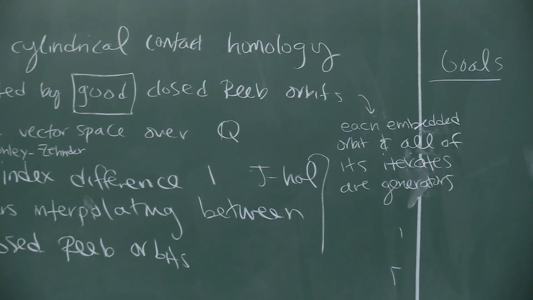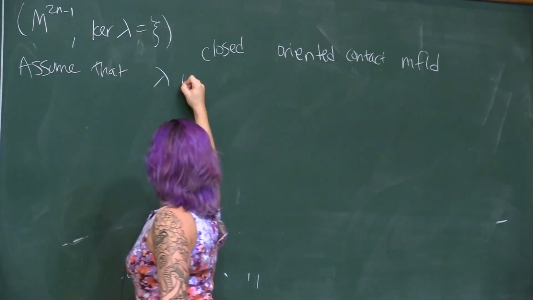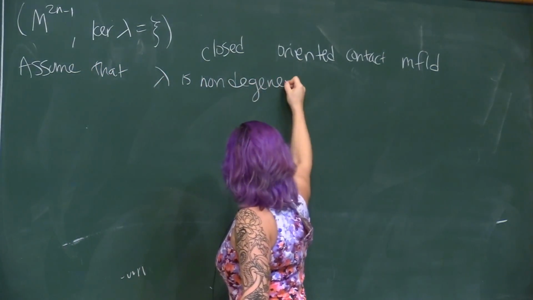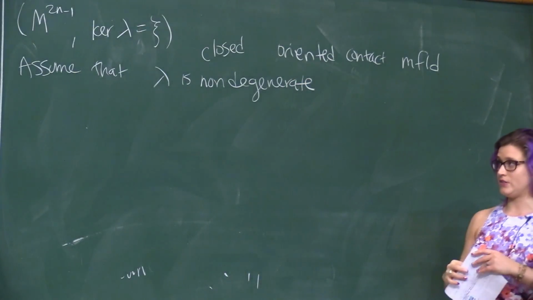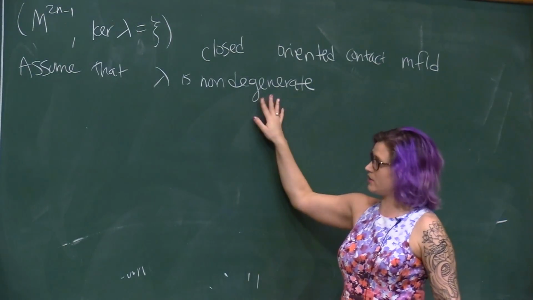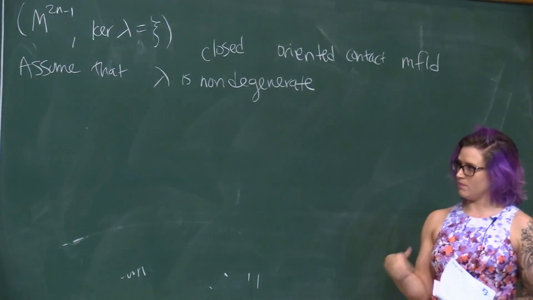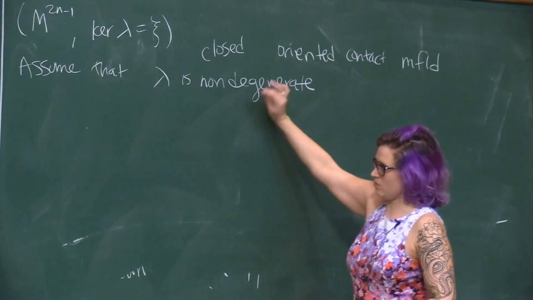Okay, so M^(2n-1), with kernel of lambda equal to xi, is going to be our closed oriented contact manifold. And we're going to also assume that lambda is non-degenerate. In order to say what non-degeneracy is, you have to talk about the Reeb vector field and look at the flow. But you basically want to think of this non-degeneracy condition, if you haven't seen it before, as kind of like a Morse condition. And so this will force all of the embedded Reeb orbits to be isolated.